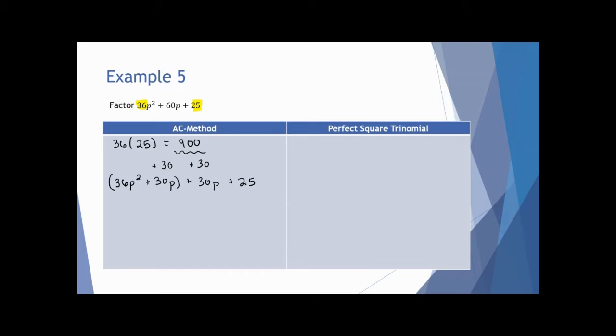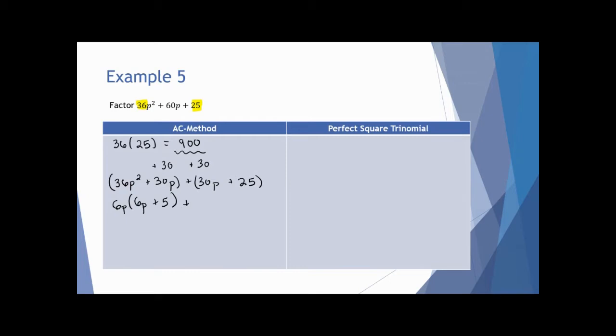And then I group the first 2 and the last 2. Now in the first pair, I need to get the biggest number I can divide out of 36 and 30. And that would be 6. And then I have a p squared and a p, so my greatest common factor would be p. That's the smallest exponent. So then I divide. 36 divided by 6 is 6. P squared divided by p leaves me another p. Then plus 30 divided by 6 is 5. P divided by p is 1, so I can leave that off.